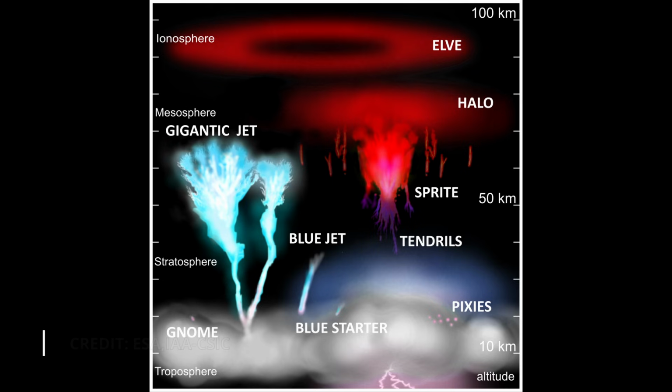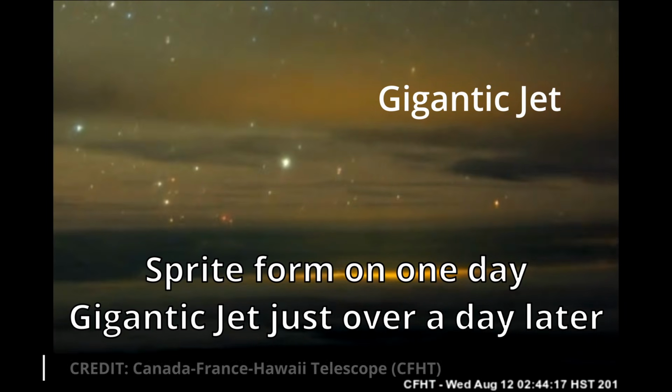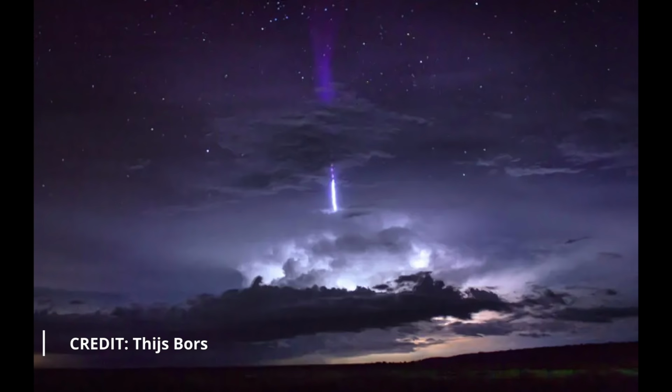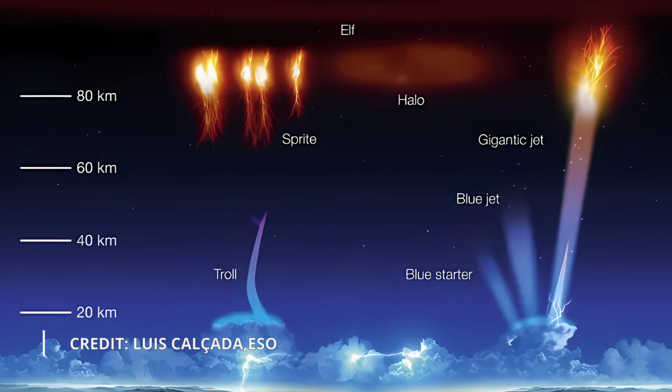Gigantic jet lightning and other atmospheric phenomena, like sprites, often occur in conjunction with each other. Both gigantic jet lightning and sprites are transient luminous events that happen in the upper regions of the Earth's atmosphere above thunderstorms. While they share some similarities, they are distinct phenomena with different characteristics. Gigantic jet lightning and sprites are often associated with intense thunderstorms and the electrical activity occurring within these storms. Here's a brief overview of each phenomenon.